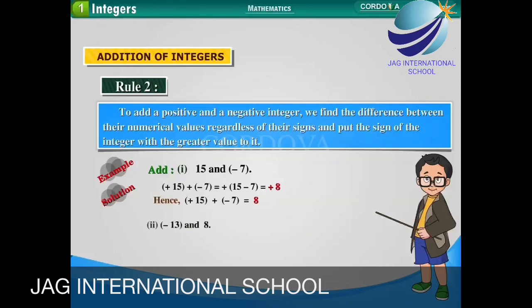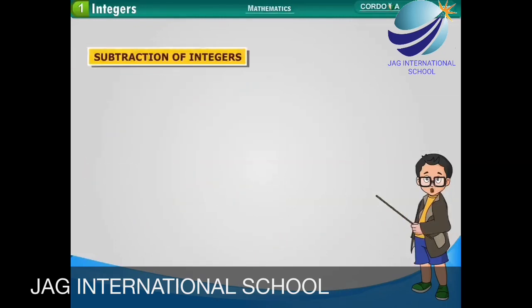Add negative 13 and 8. Negative 13 plus positive 8 is equal to -(13 minus 8), which is equal to negative 5. Hence, negative 13 plus positive 8 is equal to negative 5.